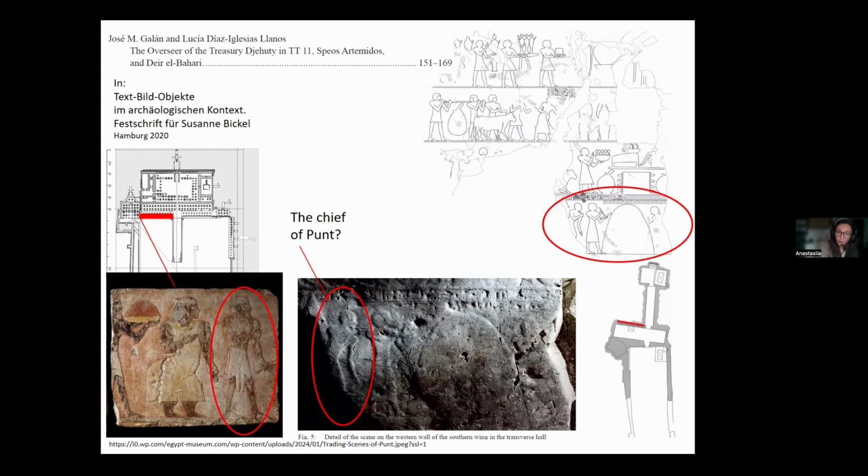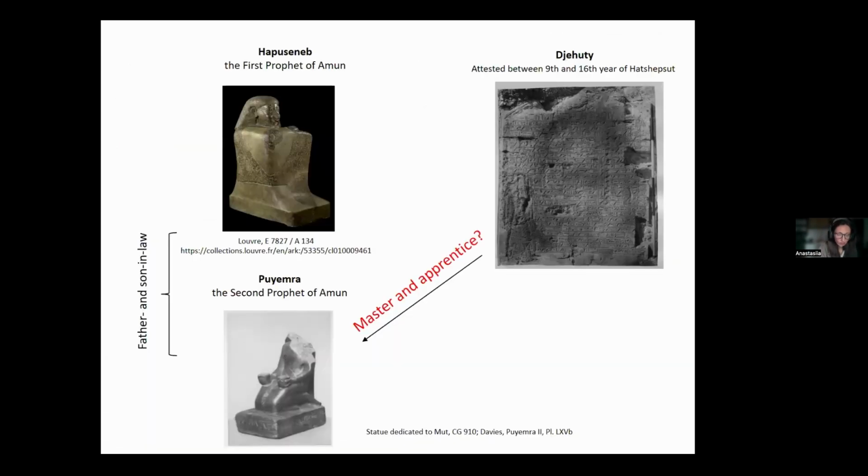So far, I have presented an intertextual or inter-iconic dialogue between both Puimra's tomb and Jehuti's tomb and the temple. This makes me think of Jehuti and Puimra working together. Puimra seems to be younger than Jehuti. Jehuti disappears before the end of Hatshepsut's reign, while Puimra successively continues under Thutmose III.